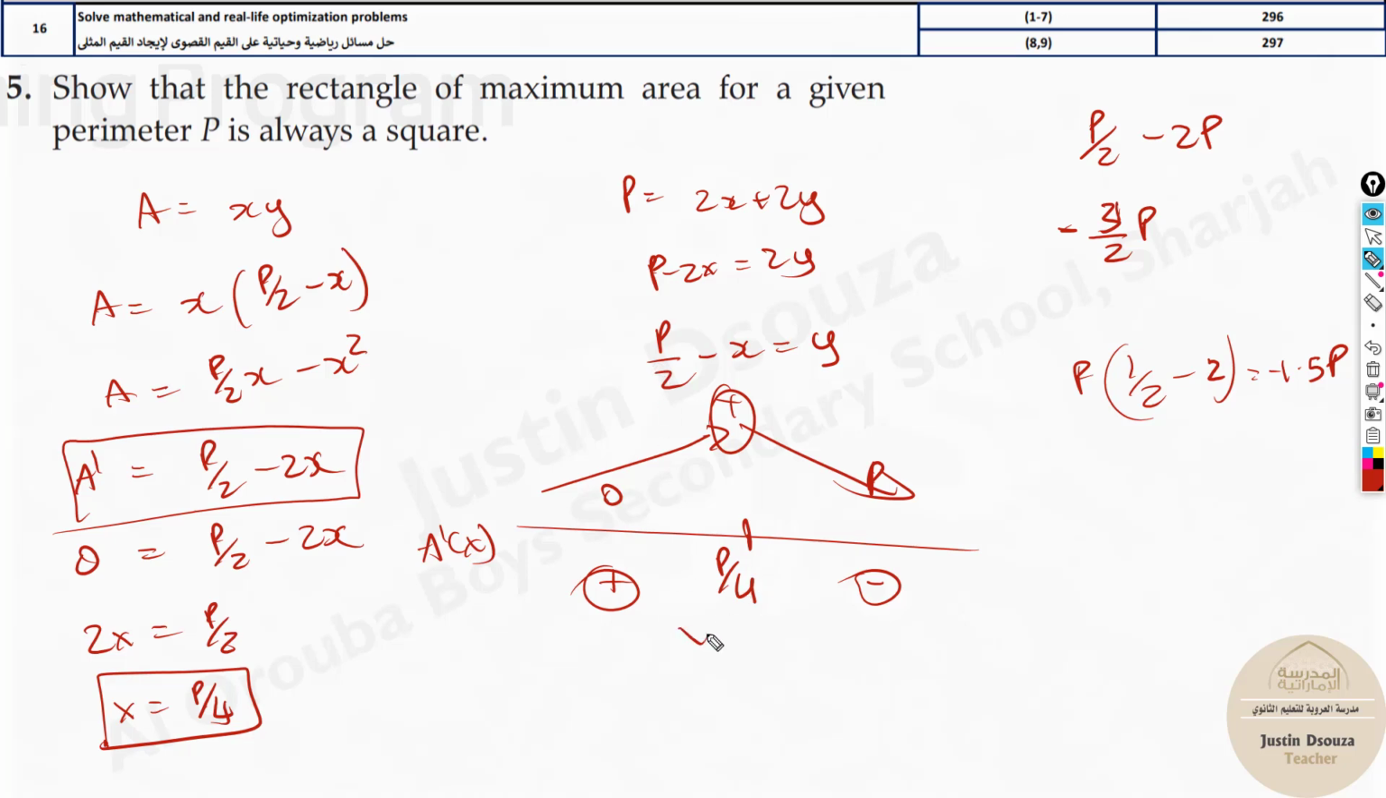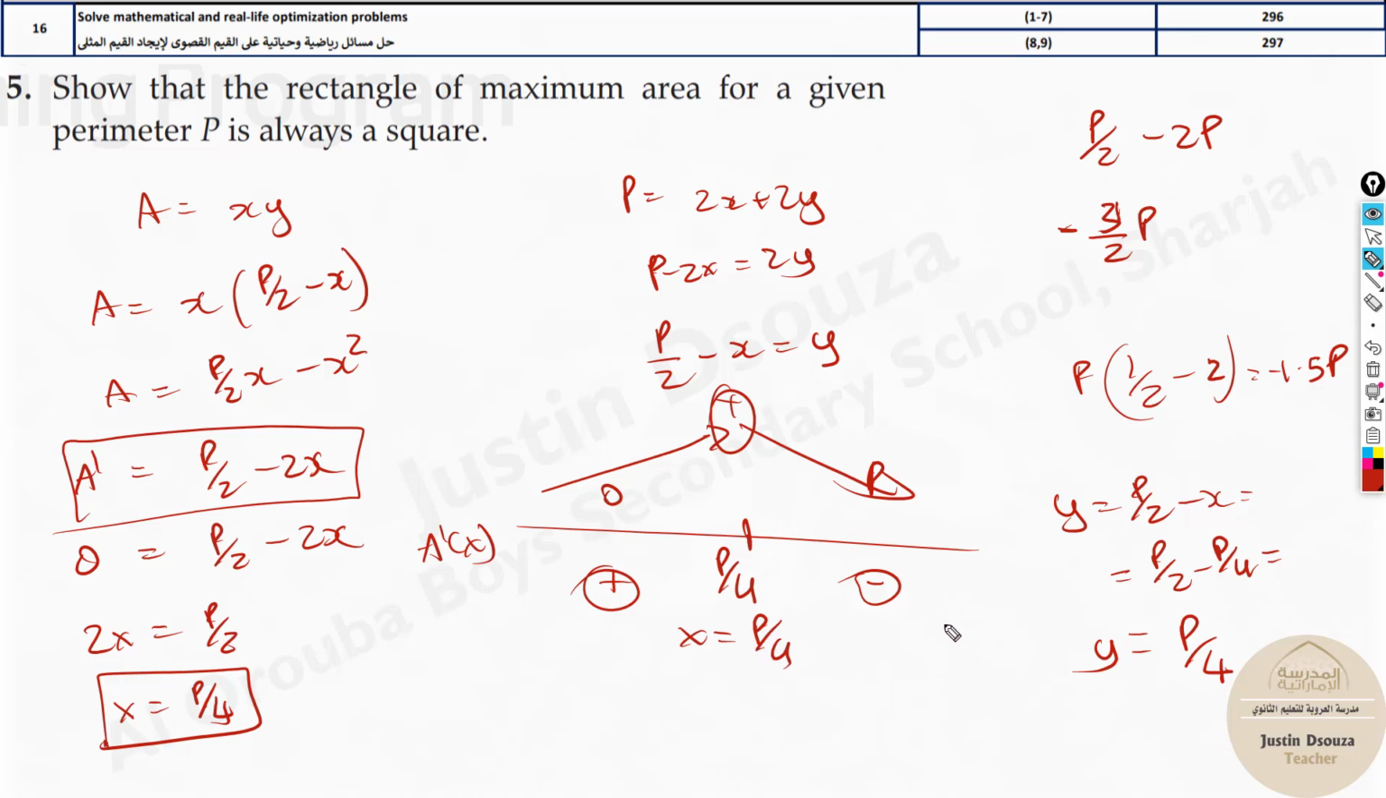So well and good. We got x must be P by 4. Now what is the y value? Substitute back over here. Where is y? This one. y is equal to P by 2 minus x. So now substitute it back over here. P by 2 minus P by 4, how much is that? Again P by 4. Here you can see x is P by 4, y is P by 4. So whenever you have to maximize the area for a given perimeter, you get the dimensions equal.